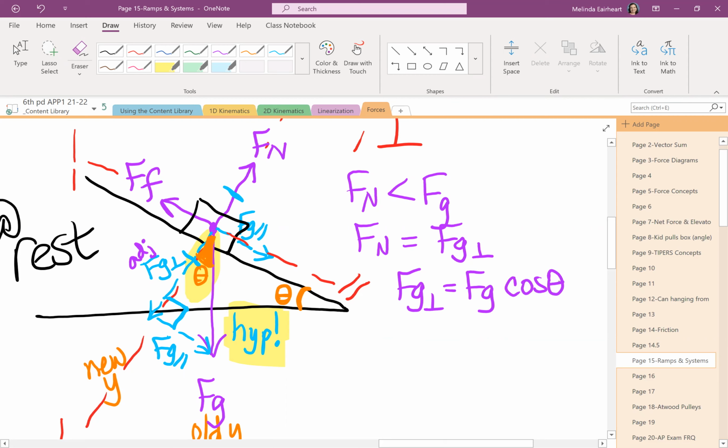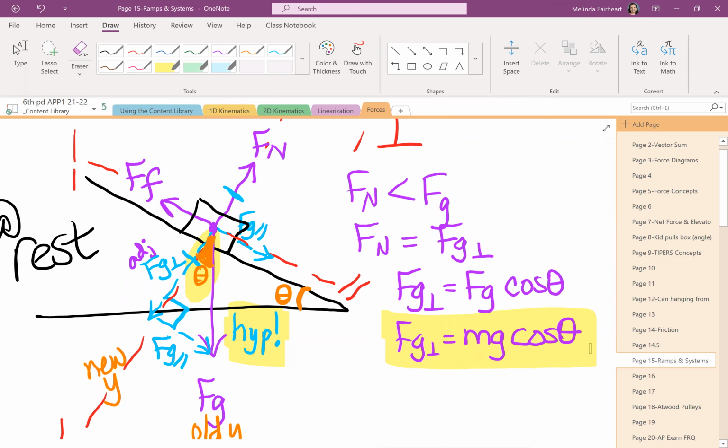We can actually go one more step. How do you find the weight of an object? We said it earlier. The weight of an object, Fg, equals mg. And so Fg perpendicular is also equal to mg cosine theta. And y'all, I'm going to highlight that one. It is used so often, okay?